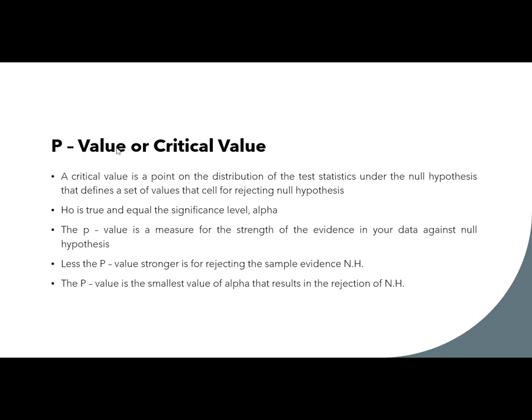So, p-value or critical value. A critical value is a point on the distribution of the test statistic under the null hypothesis that determines a set of values for rejecting the null hypothesis. The p-value should be the smallest, which results in rejecting the null hypothesis, which is H naught.